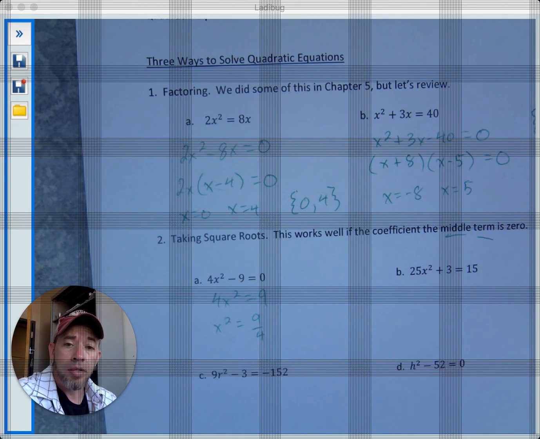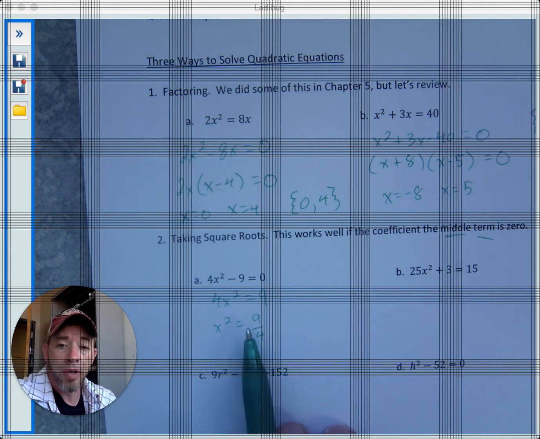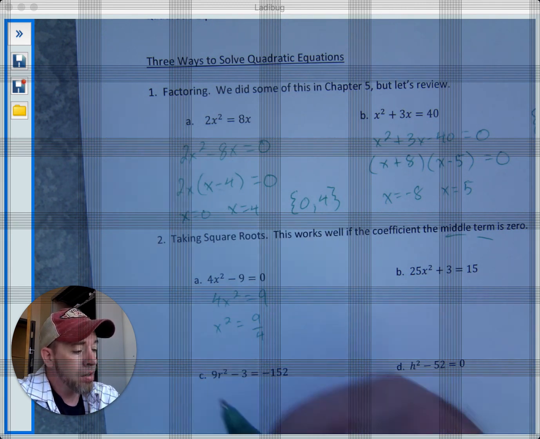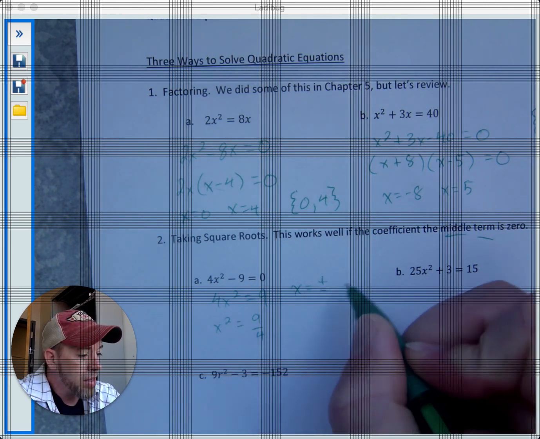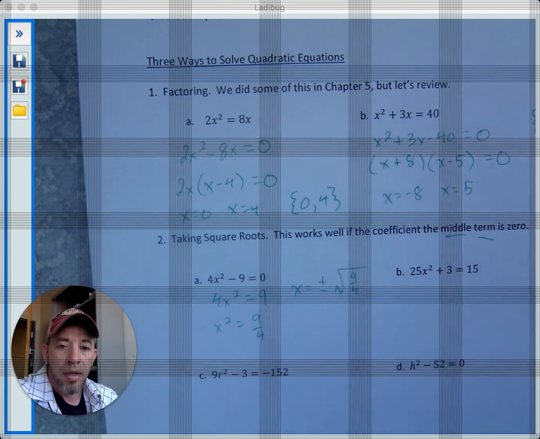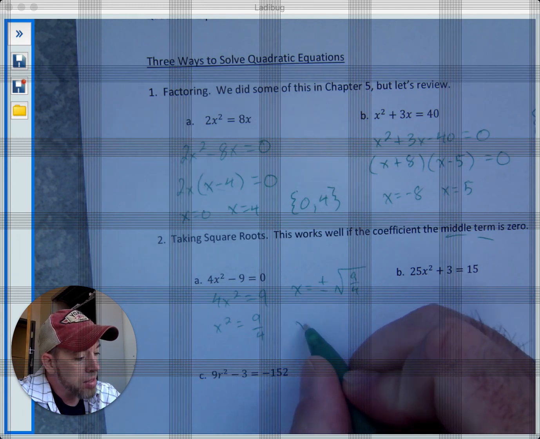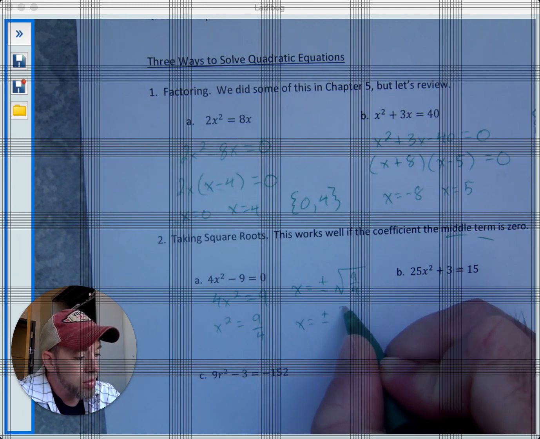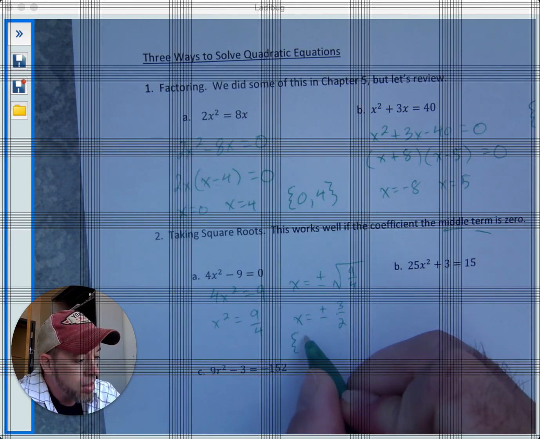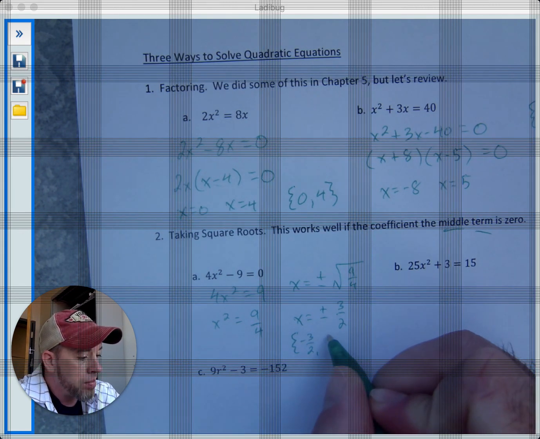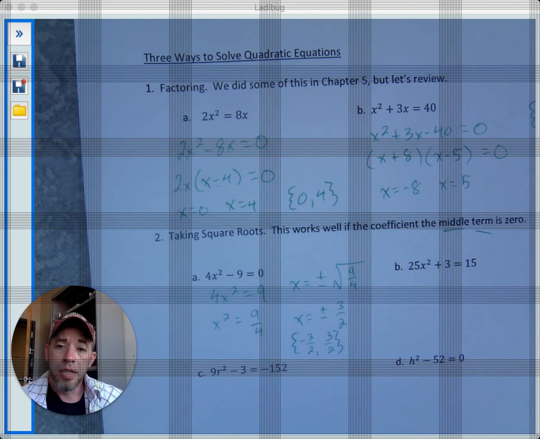And then we can take the square root. Now when you take the square root of a square, you have to remember to do plus or minus. And so x in this case would be equal to plus or minus the square root of 9/4. Well, fortunately, square root of 9 is 3 and square root of 4 is 2. So we can write this as x equals plus or minus 3/2. Your solution set then would be negative 3/2, comma, positive 3/2. So that's a good example of taking square roots.